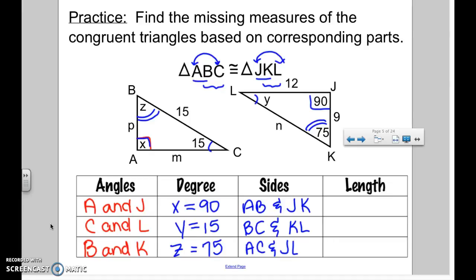So let's look at the lengths now. If I know that AB and JK are corresponding, then I know that P equals 9. Going from B to C, which is going to be our hypotenuse, and our K to L, I now see that variable N will have to equal 15. And then for AC, it would go with JL, so M equals 12.